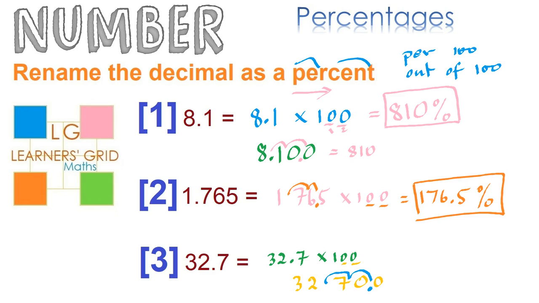Not there anymore. And so the answer here, if I write that out a bit more neatly, is going to be 3270.0%. And that's the final one.